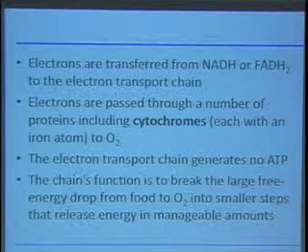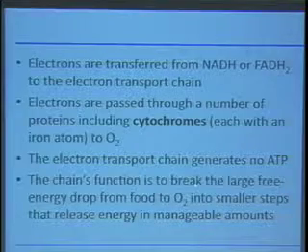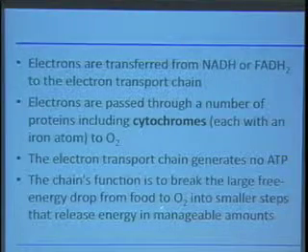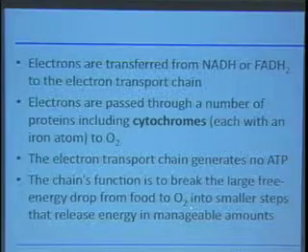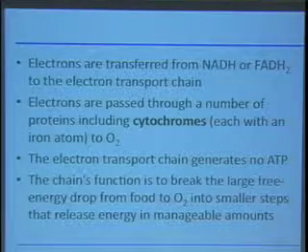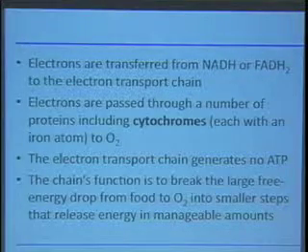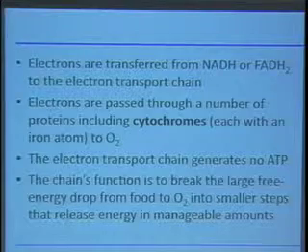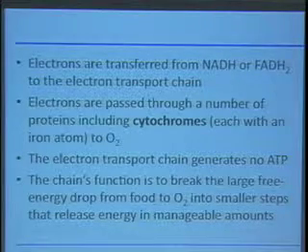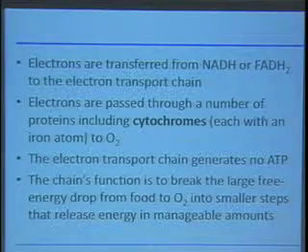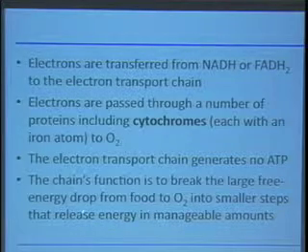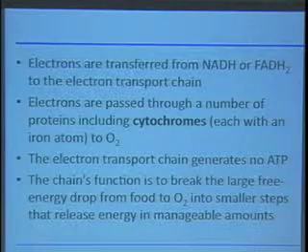So the chain's function is to break the large free energy drop from food to oxygen. Instead of occurring as an explosion, we want this to occur in a series of steps that are controlled so that we can actually use that energy that's released by breaking it into manageable chunks that can then be harvested.